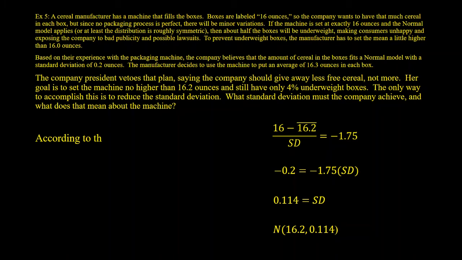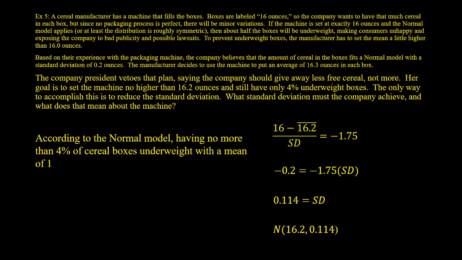According to the normal model, having no more than 4% of cereal boxes underweight with a mean of 16.2 ounces would require a standard deviation of 0.114 ounces.